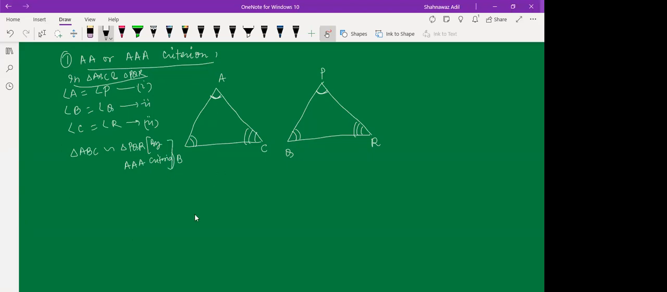So this is the first thing. And the converse is also true. If you have similar triangles, then they will have all the angles equal. That we have understood already, that is the property of similarity. So this is one property. The second property is SSS criteria.